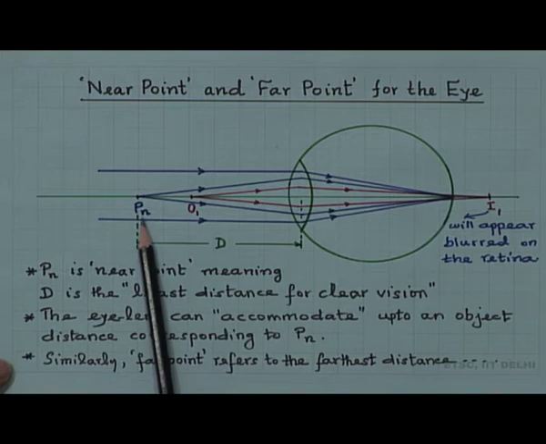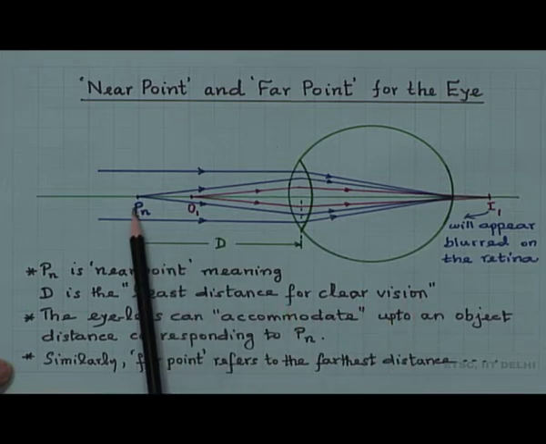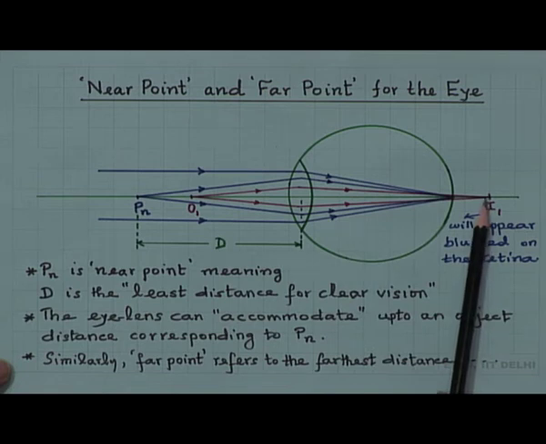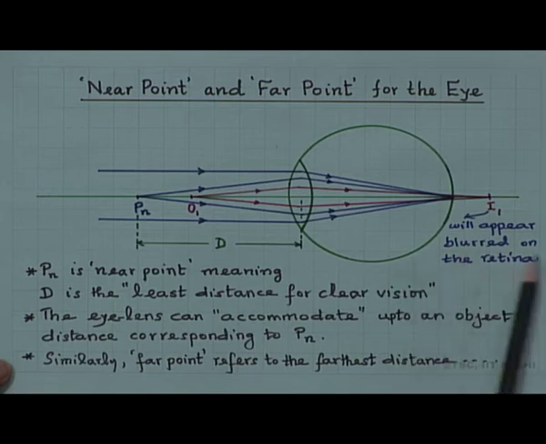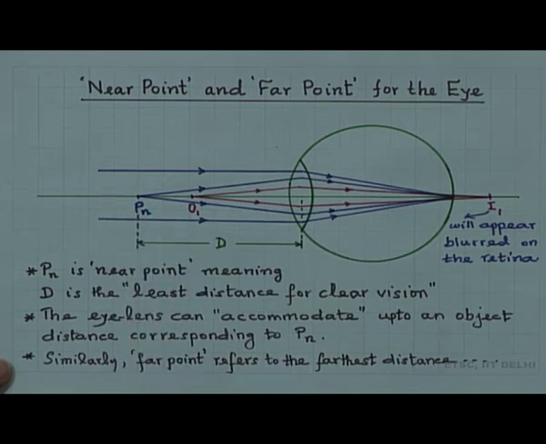So, then what is the near point? The near point P n is at a distance D, that is the least distance for clear vision. If the object comes at a distance less than D, then the object will not be clear, because the image is formed outside the retina, which means on the retina we will be able to see only blurred images. The image gets fuzzy or blurred on the retina when you come below the near point.